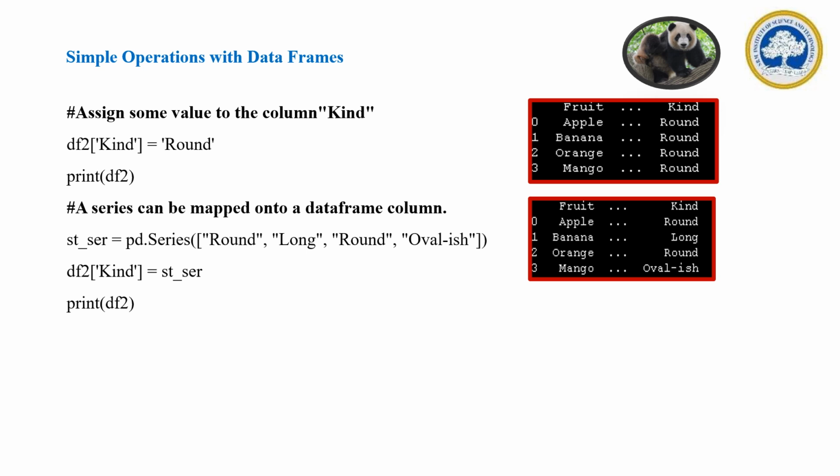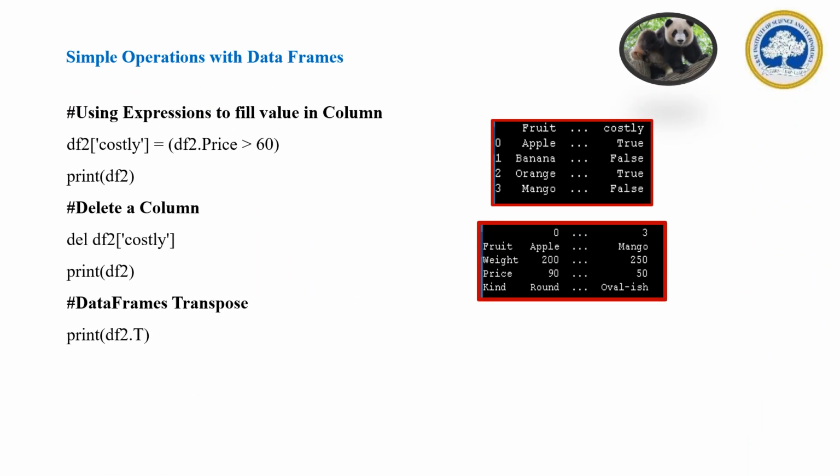The series can be mapped into the data frame column. So round, long, round, ovalish. Even you can change the respective kind also. That is also possible, using an expression to fill a value in the column. So df.price greater than 60, costly, greater than 60, print that.